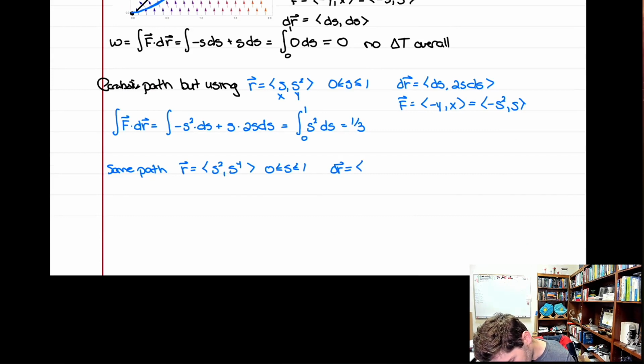So then dr in this case looks like it's 2s ds, comma 4s cubed ds. The force, which is negative y, so negative s to the fourth, comma x, so s squared.